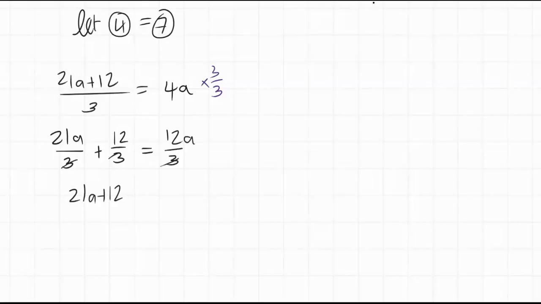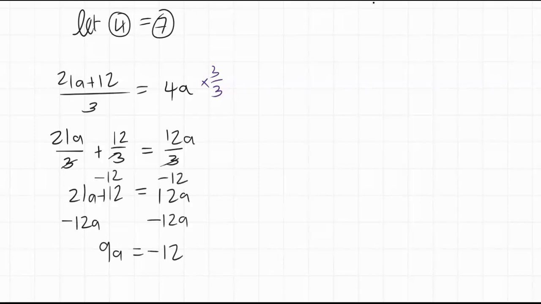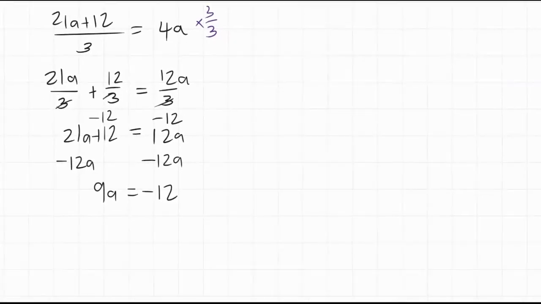Ah, there's a missing A. Okay. It's 12A. Bring all the A's to one side. 21 minus 12 is 9. So we get 9A plus 12 equals 12A minus 12A. Okay. 9A is equal to minus 12. Last step, want A on its own, divide by 9 on both sides. A gets to being minus 4/3.